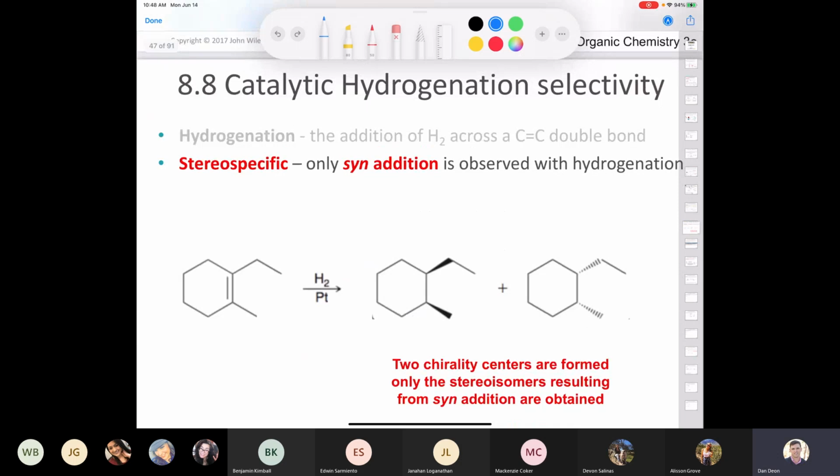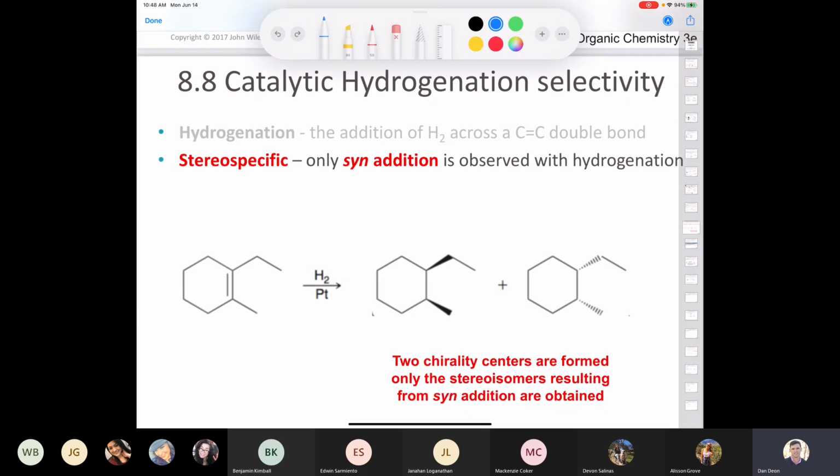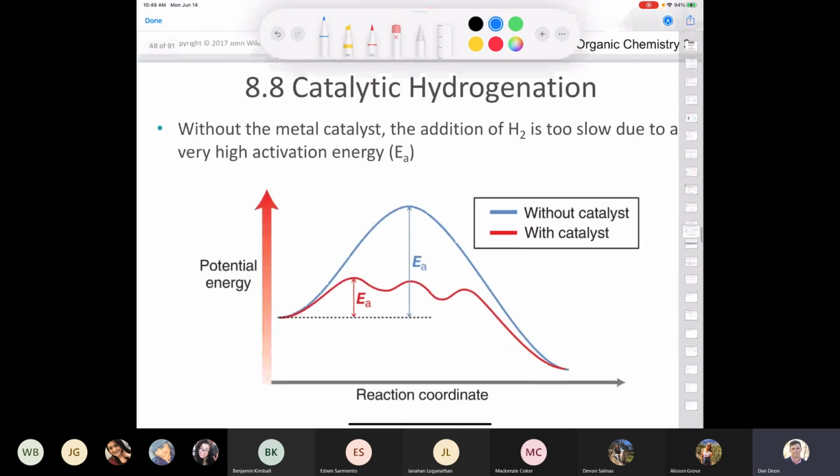Now, what about the stereospecificity? There's no regioselectivity to take into account since we're adding the same atom to both carbons. But the stereospecificity is such that we have syn addition, just like we saw with hydroboration oxidation. So both hydrogens are added to the same face of the molecule. Here we have our H2 molecule. Either both hydrogens are going to be going down like this, or both hydrogens are going to be pointing up like that. Okay? Either way, both of the hydrogens are added to the same face of the molecule, and there's a very good reason for that. And I'll talk more about that later.